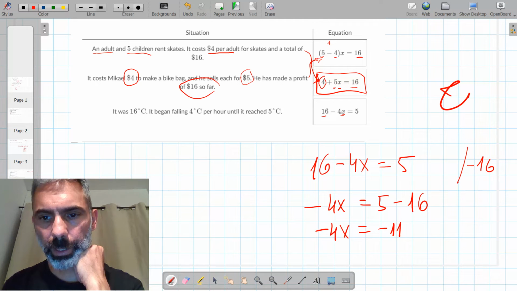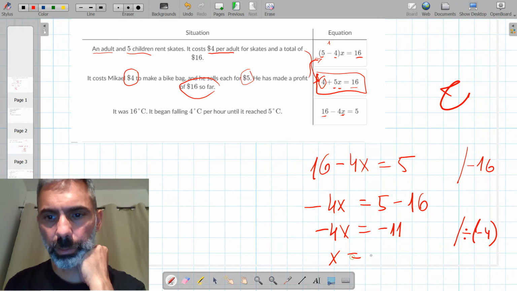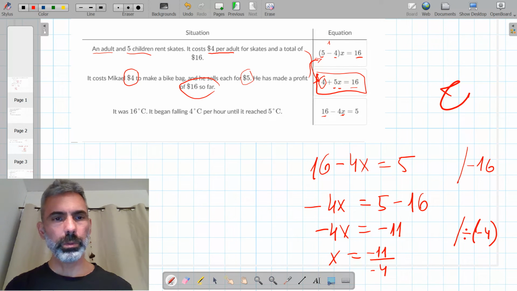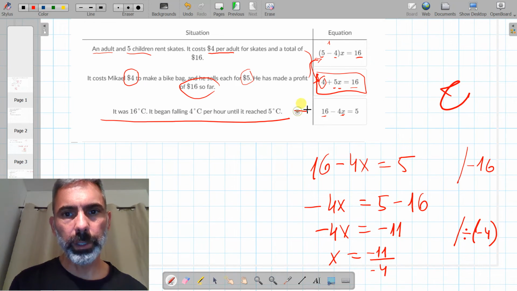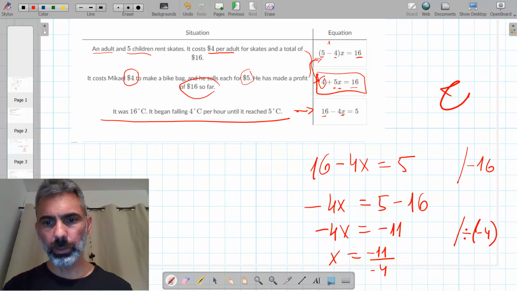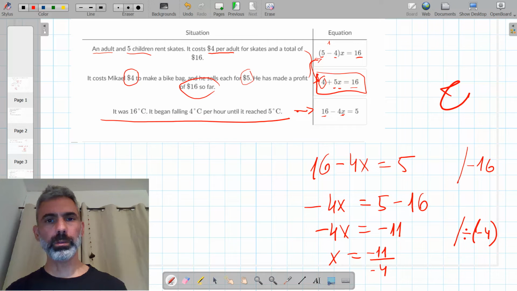So I need to divide both sides of the equation by minus 4 to get x. So this situation correlates with this equation. So x here represents the number of hours it took the temperature to fall from 16 degrees Celsius to 5 degrees Celsius.